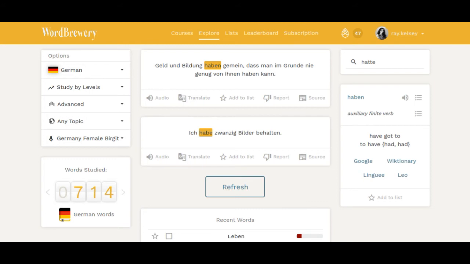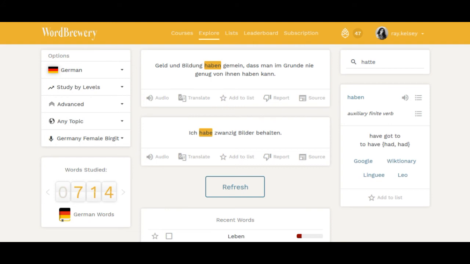Das, here we start the subordinate clause. Man, subject. Im Grunde, prepositional phrase. Nie genug, not enough, okay, adverbial. Von ihnen, prepositional phrase again. Haben kann. There we have the verbs. So what does this all mean? Money and education have one thing in common, that one never has enough of them. That's the full phrase. And the last part is the literal word-by-word translation: never has of them, never enough of them has can. Okay, it's very awkward in English.